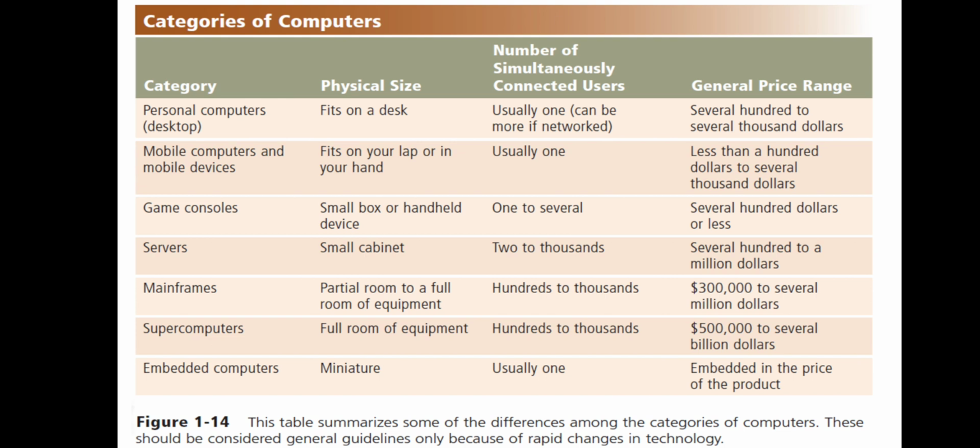Okay, so to summarize, the 7 categories, but we're going to talk about this individually. But here are the categories of computer, based on its physical size, the number of simultaneously connected users, and general price range. Okay, just feel free to pause this video to read the content or the categories of the computer.